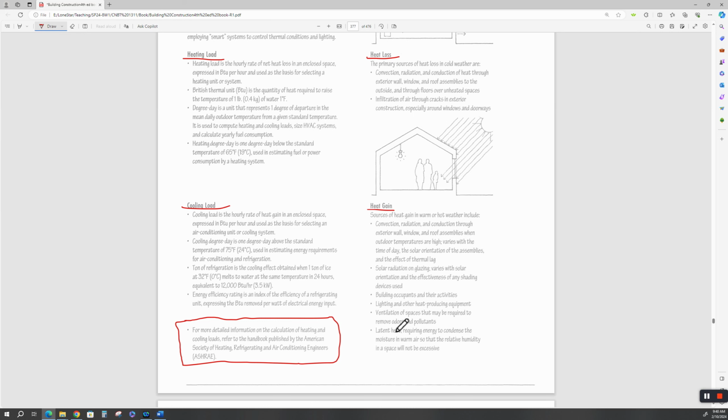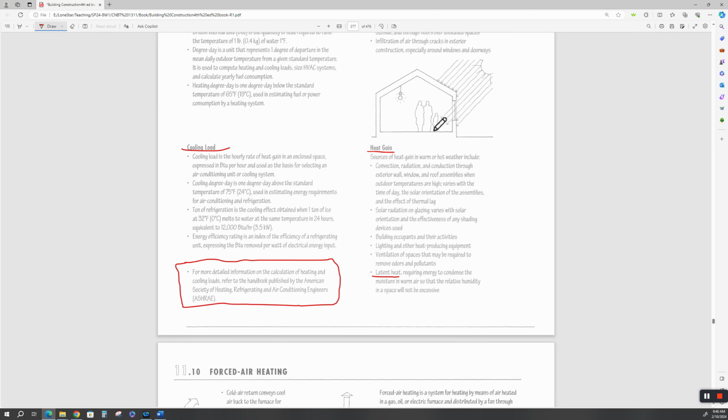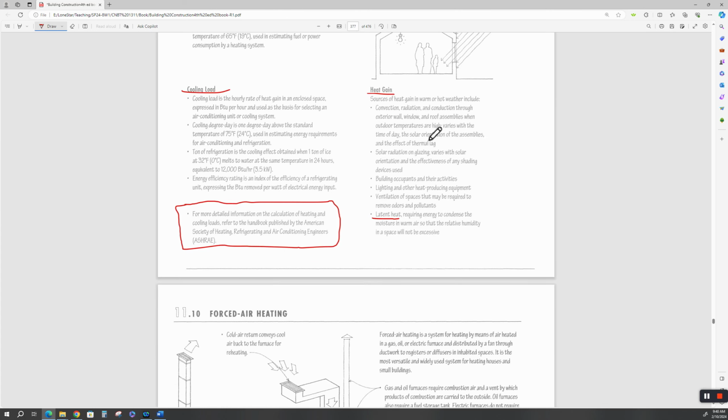Lighting, ventilation, latent heat, requiring energy to condense the moisture in warm air so that relative humidity in the space will not be excessive. You don't want to turn the inside of your building into a beach. All right, definitions for you to read.